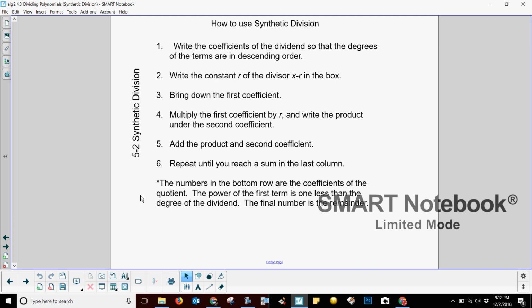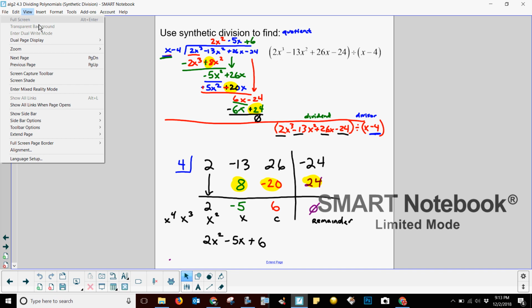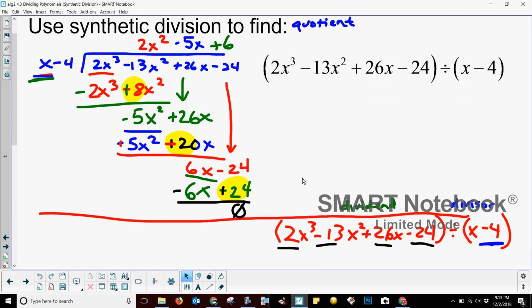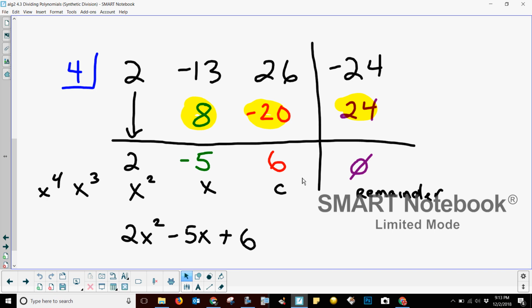So, how to use synthetic division? Press pause, write these down. Okay, now that you got them written down, I'm just going to show you what's up. Zoom this. There we go. So, example one, we did it by long division. This should look familiar. Then we did synthetic division. I said, here's what happened.